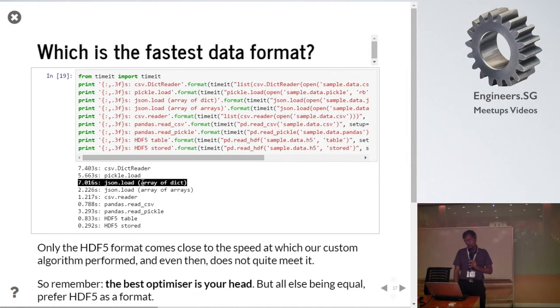If you load it when it's stored as an array of dicts, it's a lot faster when you treat it as an array of arrays. That's partly due to the overhead of the creation of dicts. And also the size of the file increases when you treat it as an array of dictionaries.